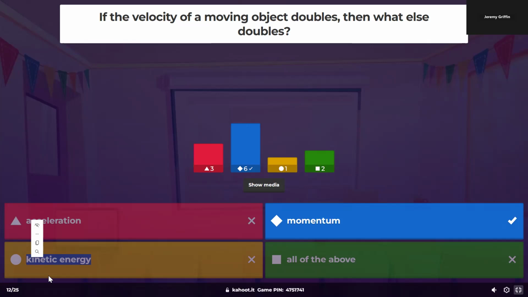Yeah, but not by a factor of 2. By a factor of what? 4. Yeah, because 2 squared. Because you have to square the speed, right? 1/2 mv squared. So a factor of 2 squared would be 4 times the kinetic energy.